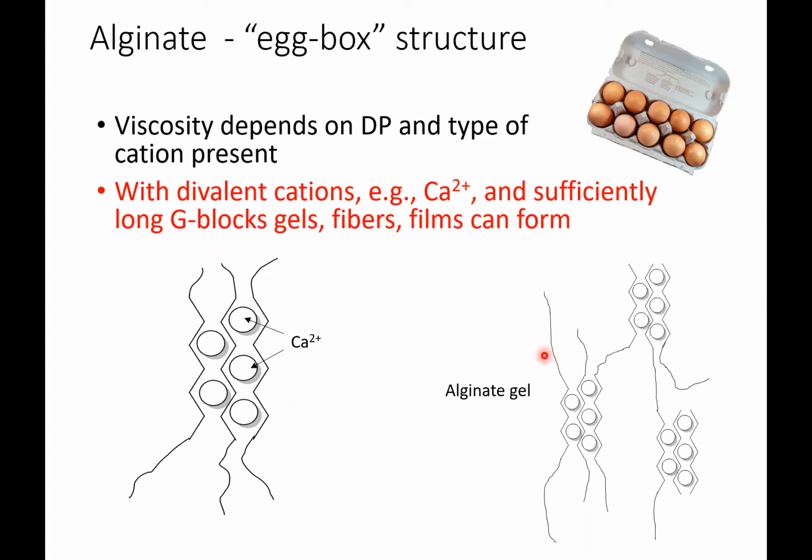You get a gel that has junction zones, remember junction zones, crystalline areas, or whatever you want to call it, aggregated areas that look like an egg box. So here is an egg box. That's why this structure is called an egg box structure. Alginate can form it, and pectin can form this kind of structure.